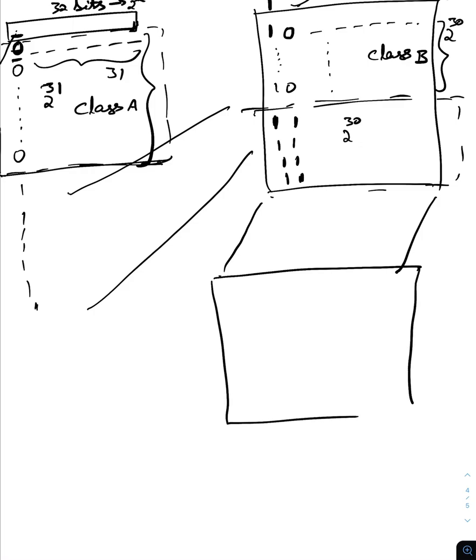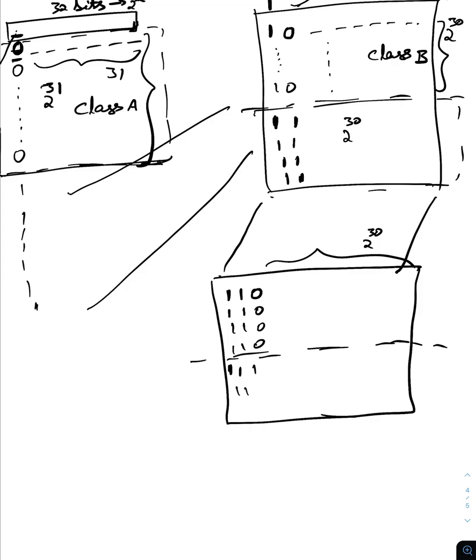So here, in a similar way, 1, 1 is already selected. And the total number of IP addresses you have is 2 power 30. And again, they selected 1 bit here. So it's all divided into 2 parts: 110 and 111. The total number of IP addresses you can form in this section is 2 power 29. And they call it class C.